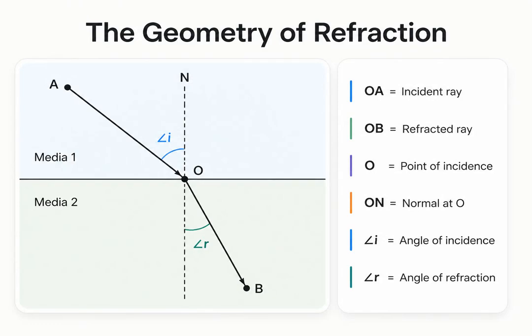To understand the laws governing this bending, we need to define some geometry. Imagine a ray of light, which we'll call the incident ray, OA, hitting the boundary between two media at point O. We draw an imaginary line perpendicular to the surface at this point, called the normal. The angle between the incident ray and the normal is the angle of incidence, denoted as I. As the light enters the second medium, it bends, becoming the refracted ray, OB. The new angle it makes with the normal is the angle of refraction.